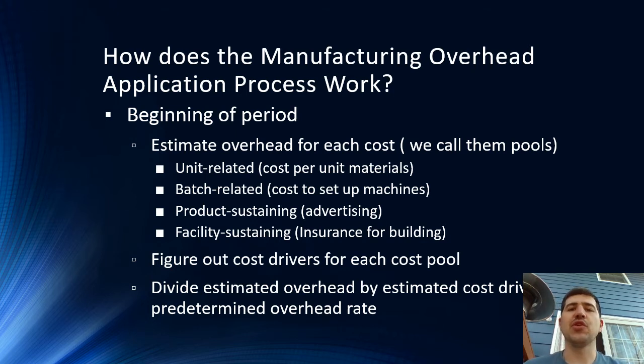So in short, what you're doing is you're estimating all of your costs for the year and you're dividing it by the cost driver, the number of units you're going to make. So how much am I going to have for the year in terms of my batch related costs, setting up the machines? And then how many batches am I going to make? That's my cost per batch.